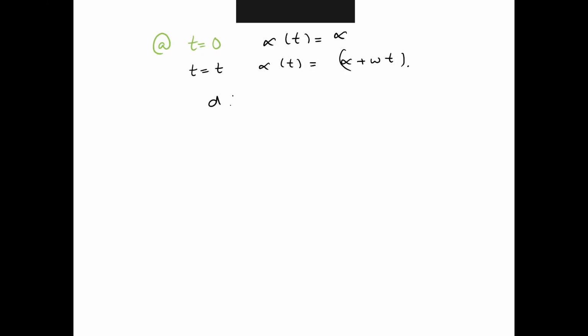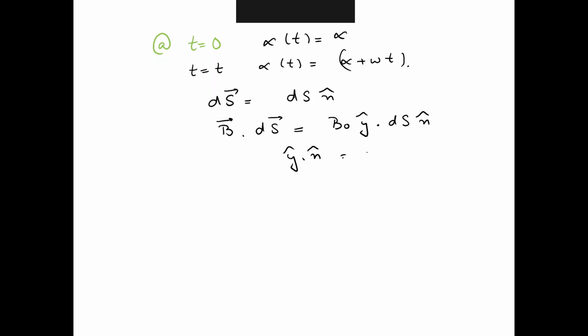B dot ds, where ds is in the normal direction. The y dot normal would be the dot product, which I have. So y dot normal would be the cos of the angle which it makes, or cos of alpha plus omega t.